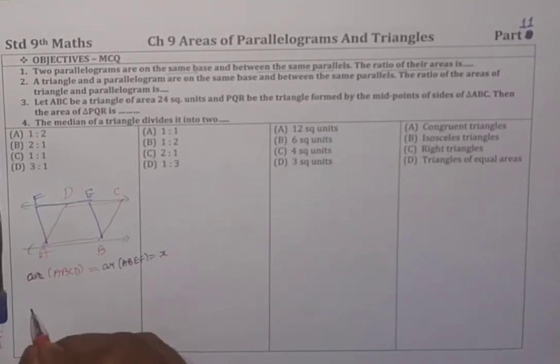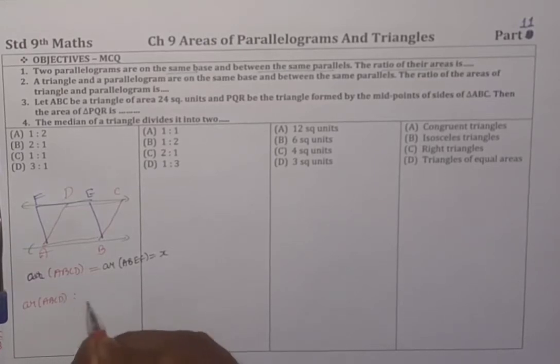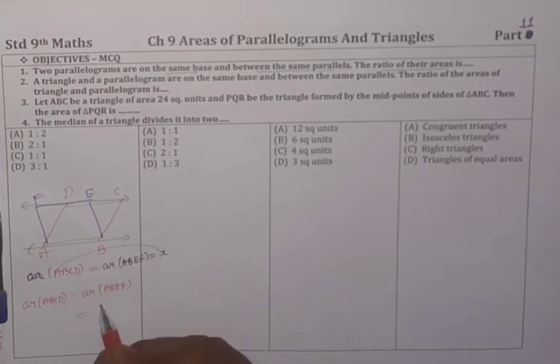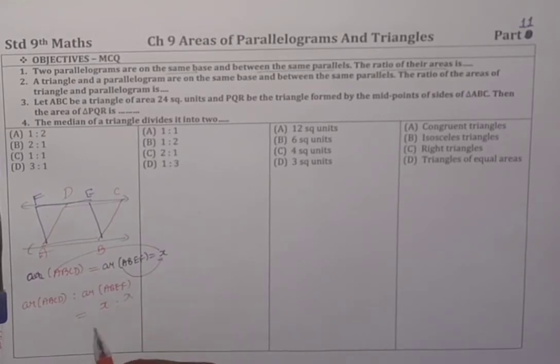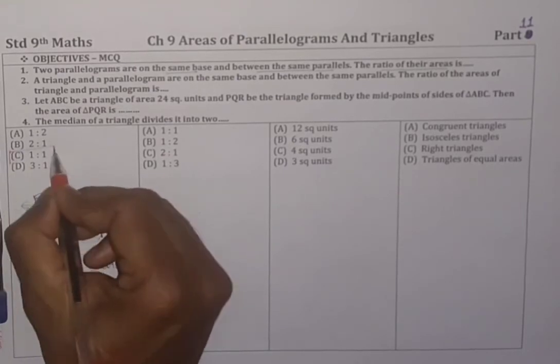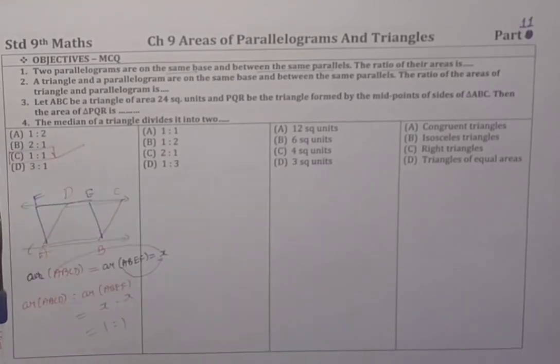Now you have to find the ratio. Area of ABCD is to area of ABEF is equal to, what is the area of ABCD? X is to, what is the area of ABEF? X. So that is 1 is to 1. 1 is to 1. Answer is C. Got it? Equal area. So the ratio is 1 is to 1. You may write directly if you want. Next.